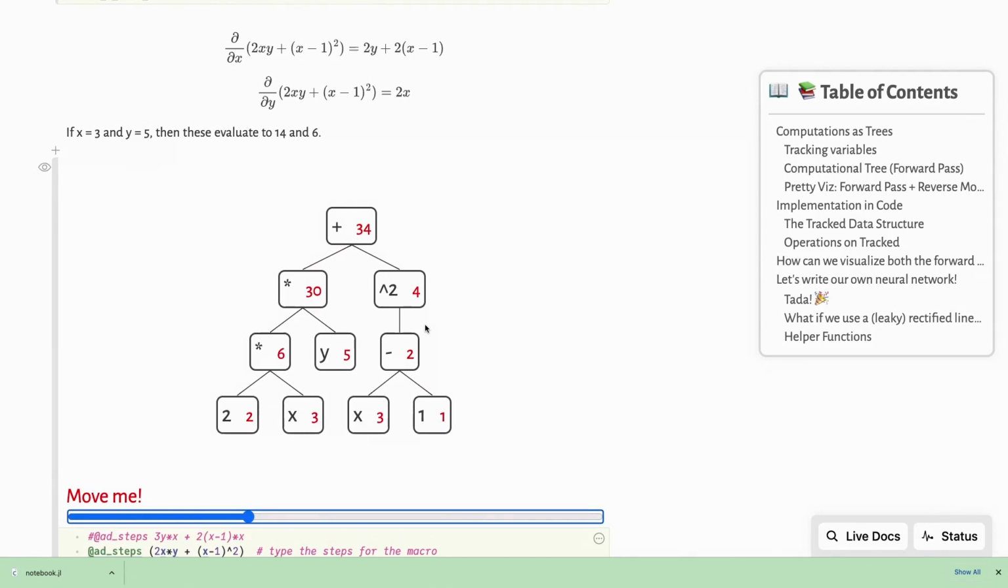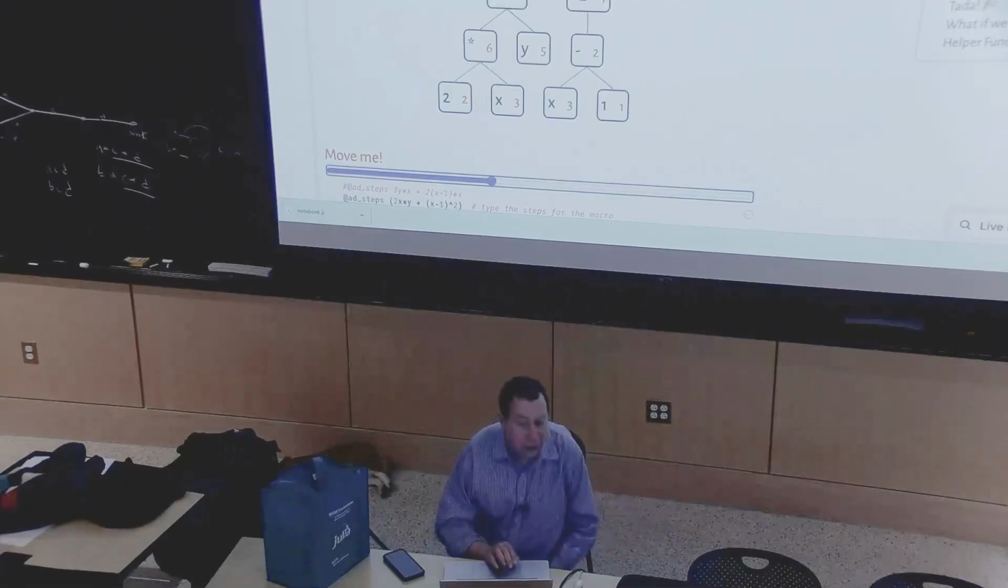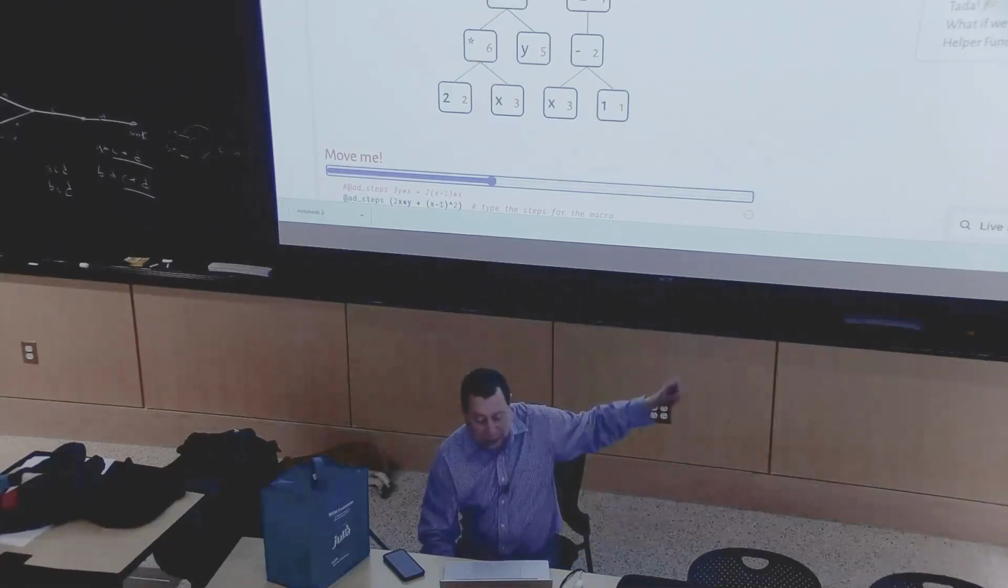Okay, so now what's going to happen next? We're going to start the reverse pass. The answer to this computation is 34. That's the z that I've been talking about. Now I want you to just sort of see the reverse pass, and so we always start out as 1. I think that's what's behind over here, right?